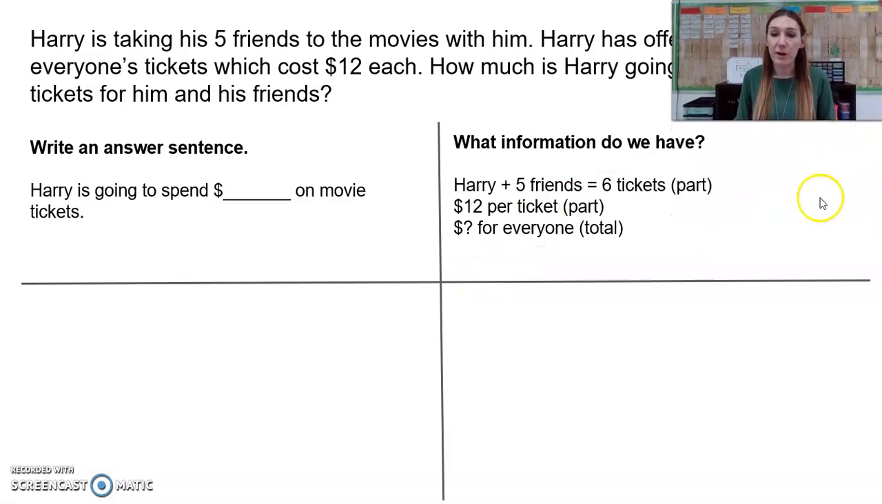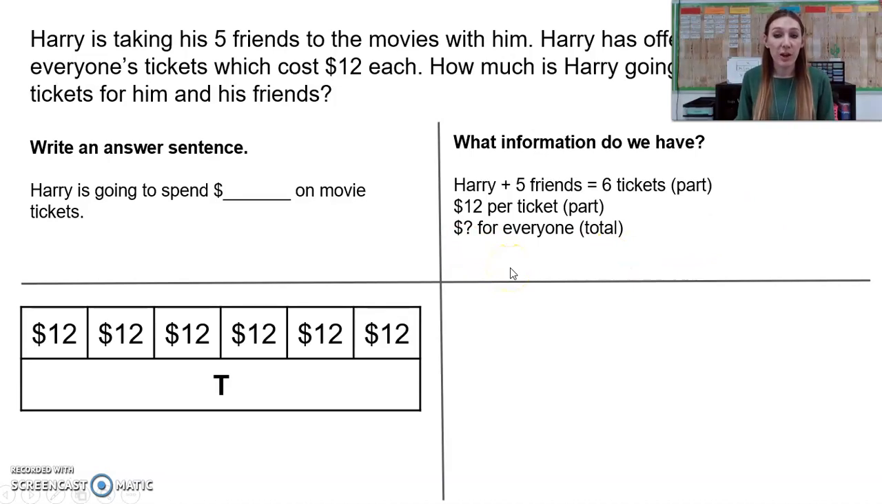So for our second box, we're going to fill in the information that we have. We know that Harry and his 5 friends are going to the movies, so Harry's going to need to purchase 6 tickets. So this is a part. We also know that each ticket is $12. This is another part. We don't know how much it's going to cost Harry total to spend on all the tickets for everyone. So this question mark, this unknown, is going to be our total. We don't yet know.